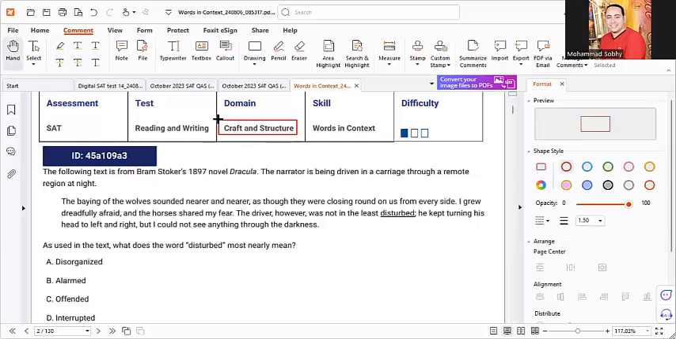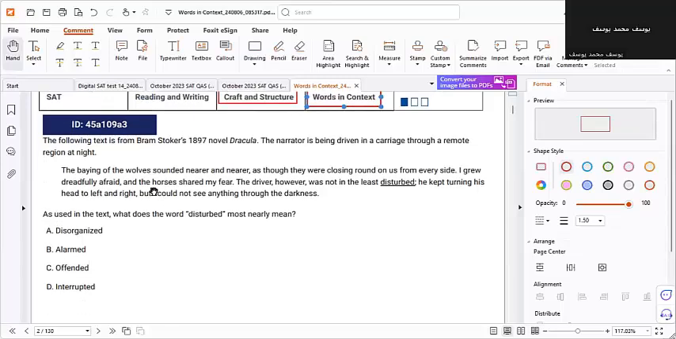The howling of the wolves sounded nearer and nearer. I thought they were closing round on us from every side. I grew dreadfully afraid, and the horses shared my fear. The driver, however, was not in the least disturbed. He kept turning his head to left and right, but I could not see anything through the darkness. As used in the text, what does the word disturbed most nearly mean?